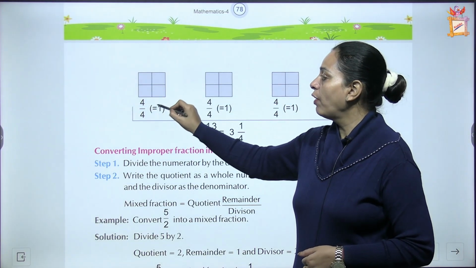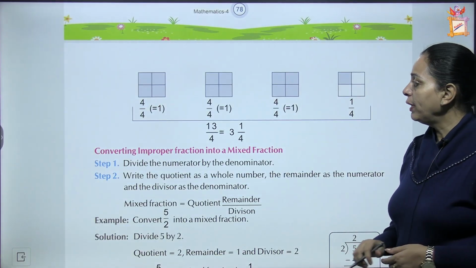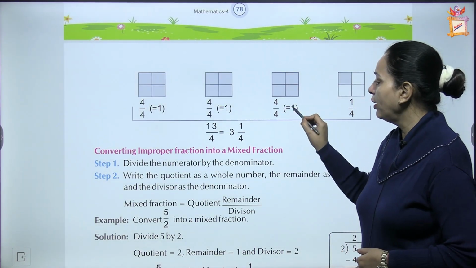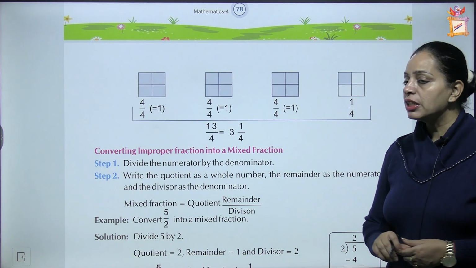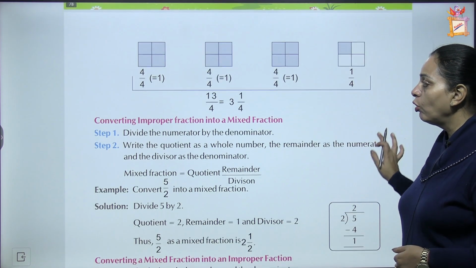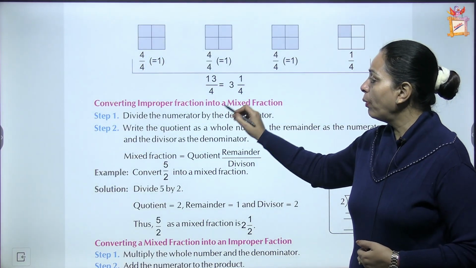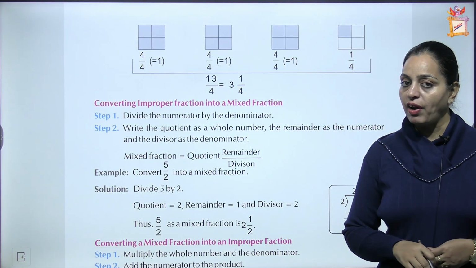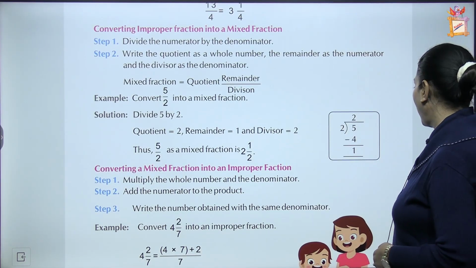See here. 1 whole is 4 by 4, 4 by 4, 4 by 4. So complete 3 wholes, and this is 1 by 4. So this becomes 3 whole 1 by 4, or we can say 13 by 4. So this is the improper and this is the mixed fraction. Now we are converting an improper fraction into a mixed fraction.